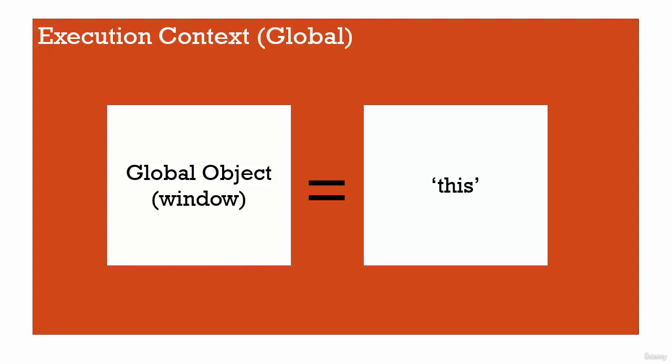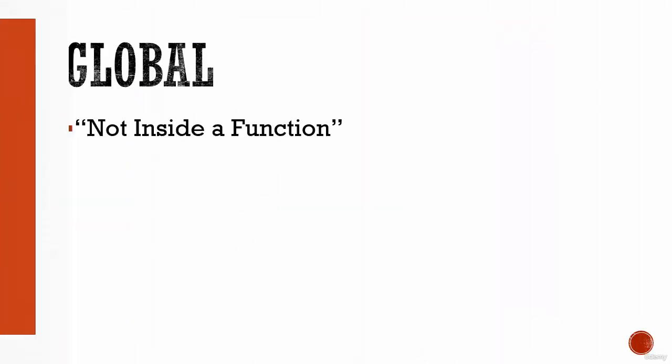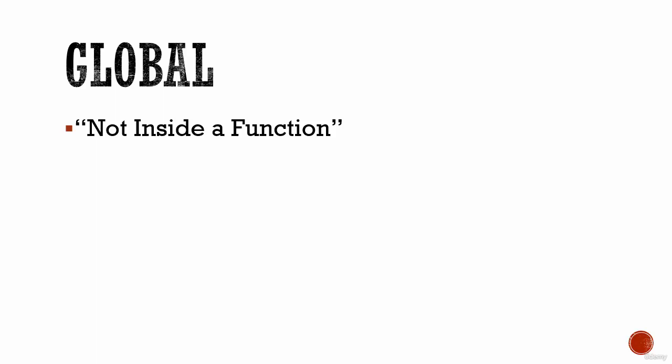This refers to the window object. And you can also just say window and get the global object. Now, just to be really clear, when we say global in JavaScript, that means not inside a function. Don't think too much deeper than that. That means code or variables that aren't inside a function is global. All right, so we already saw that we have window and this, a global object and this, available to us without a single line of code.